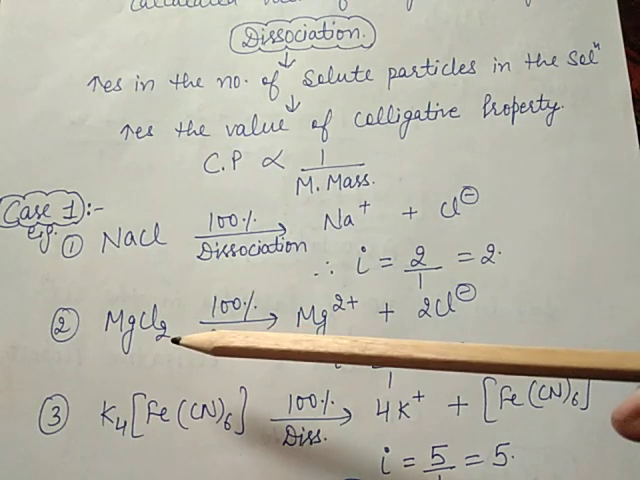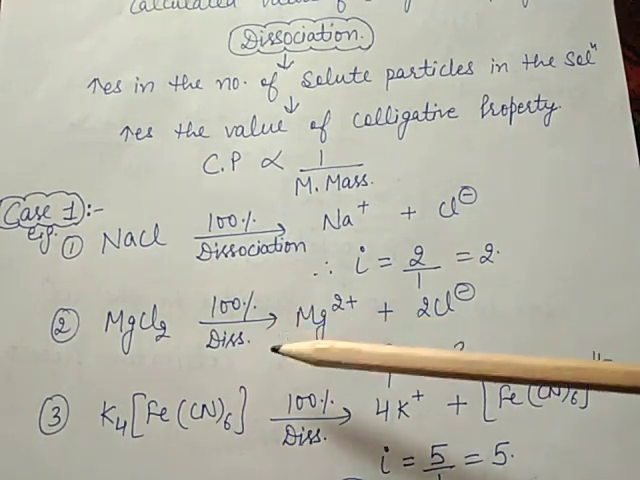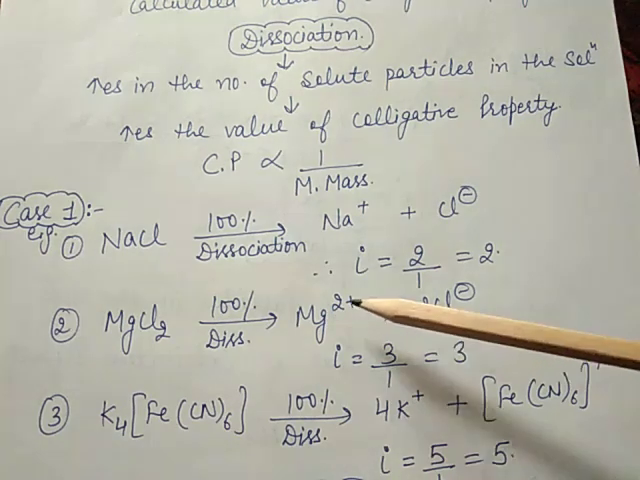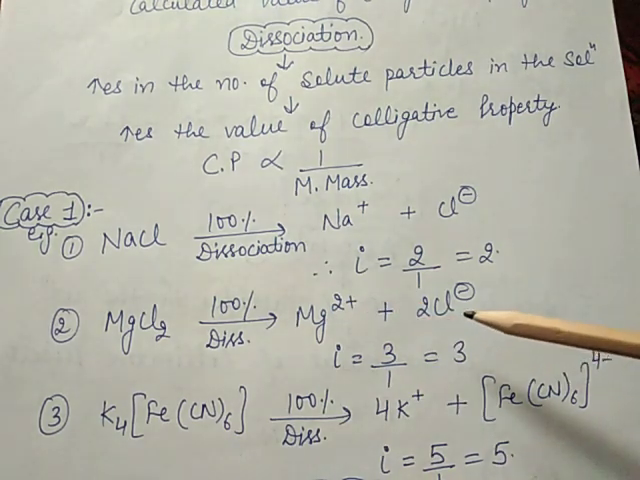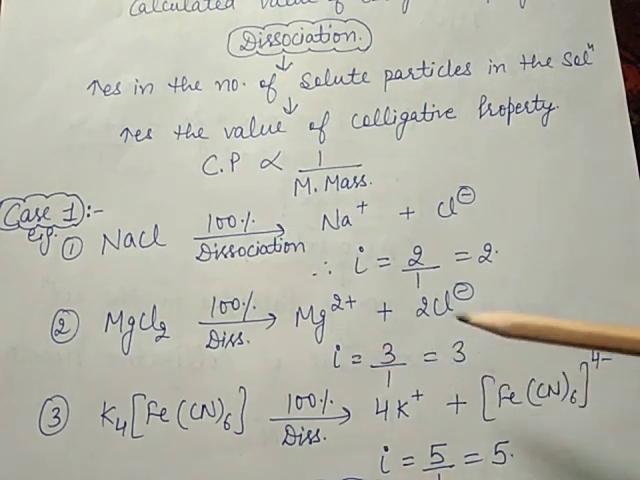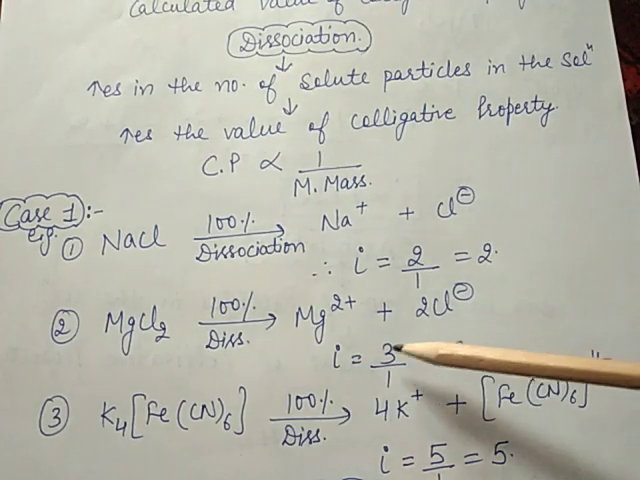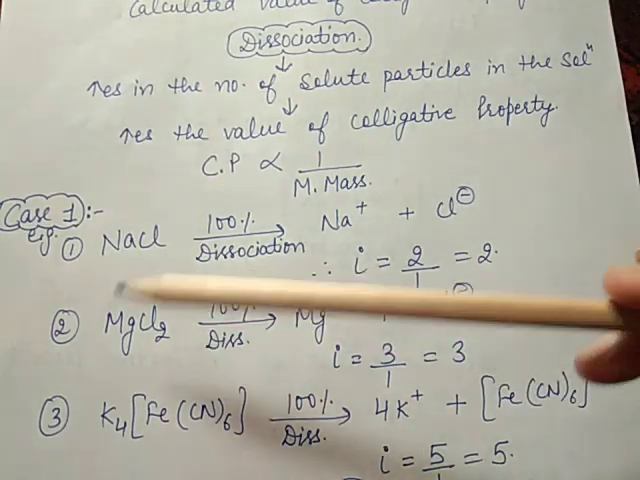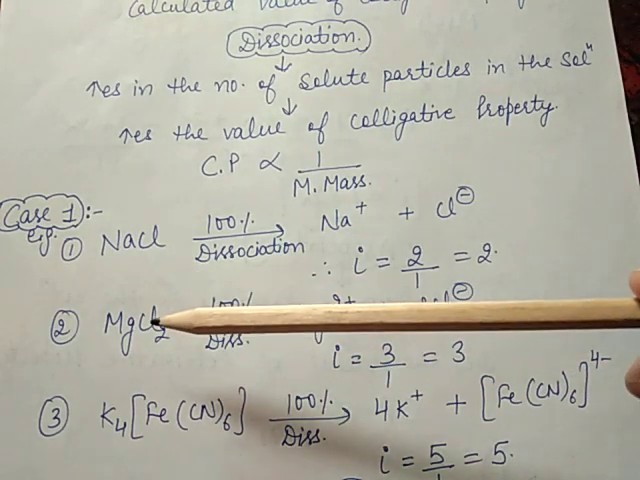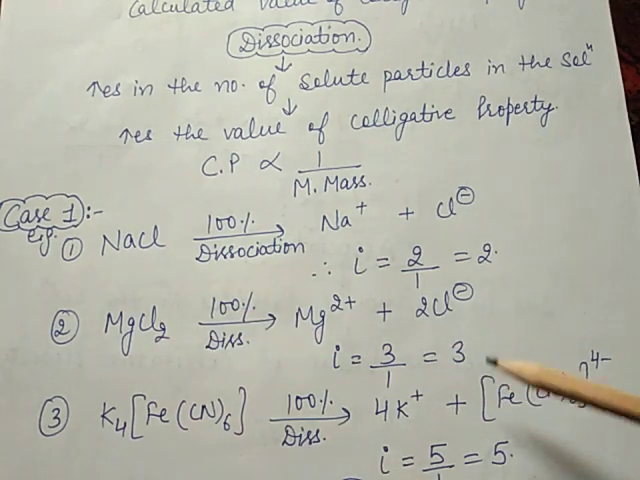Now take another example. Magnesium chloride dissociates into Mg2+ and 2Cl minus. It means it dissociates into 3 ions, 1 magnesium and 2 chloride. Iota is equal to 3 divided by how many particles before dissociation? 1. 3 by 1, that is equal to 3. 3 particles dissociate.